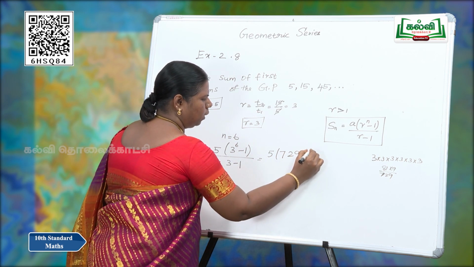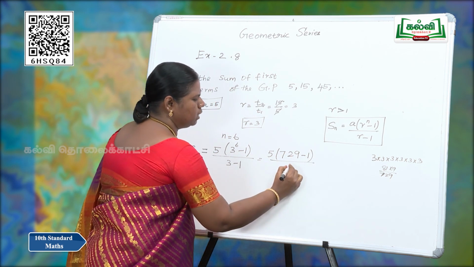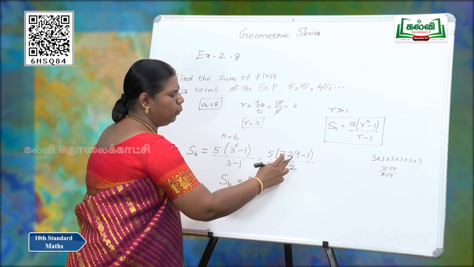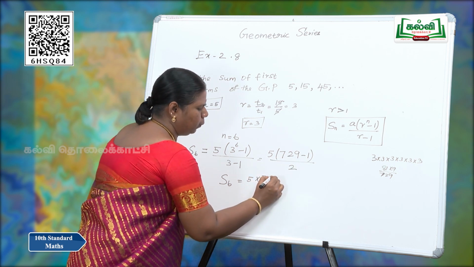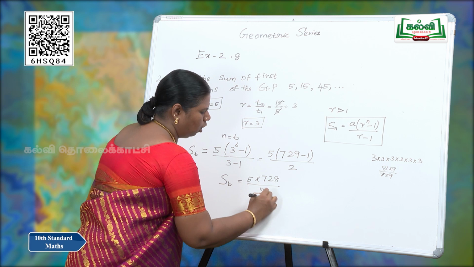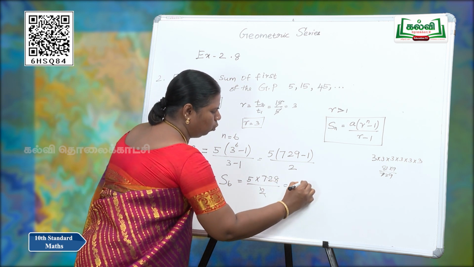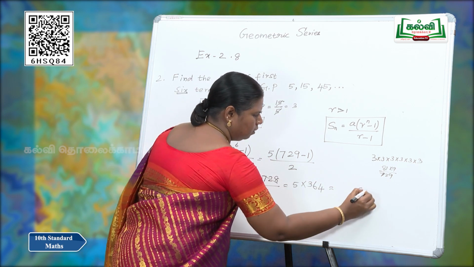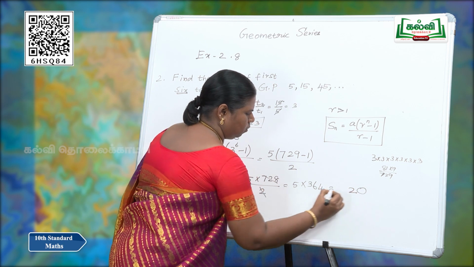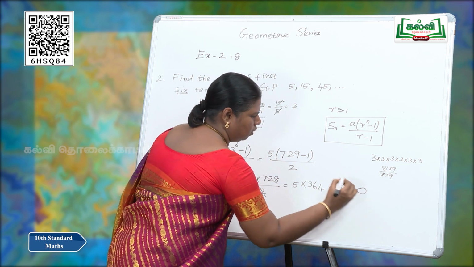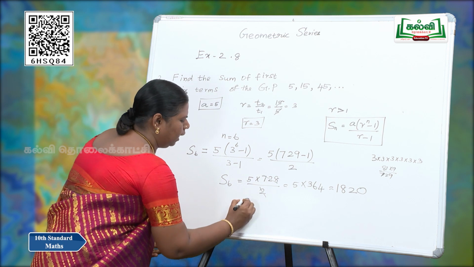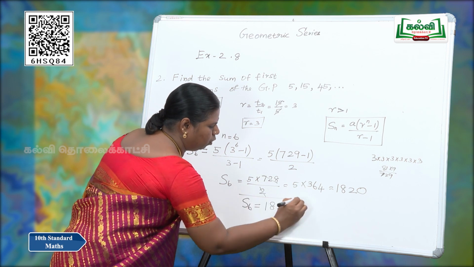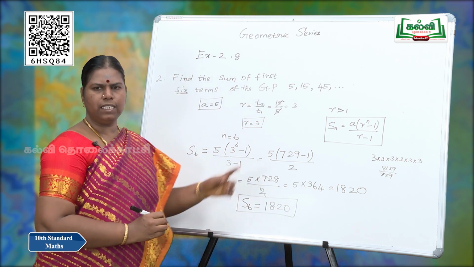729 minus 1 by 3 minus 1 is 2. So, S6 is equal to 5 into 729 minus 1 is 728 by 2. On cancelling, we get 5 into 364, multiply. S6 is equal to 1820. The sum of the first 6 terms of the GP is 1820.